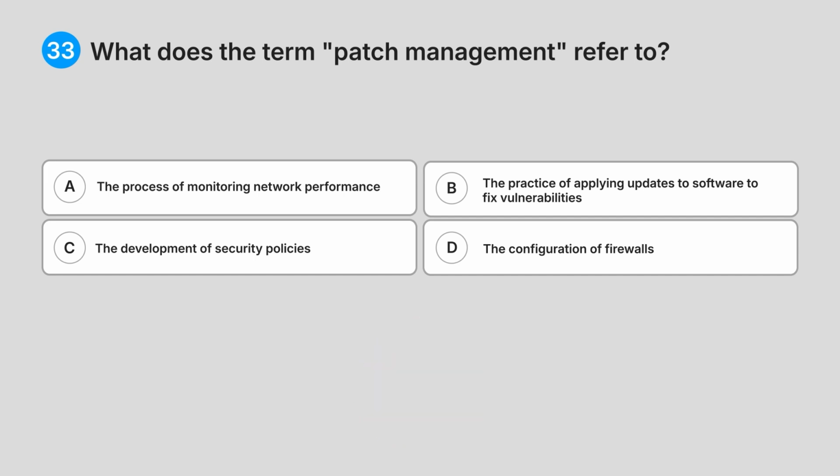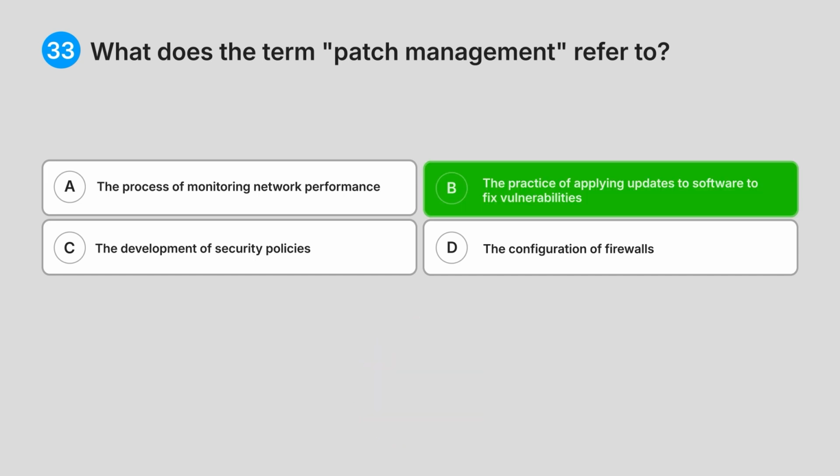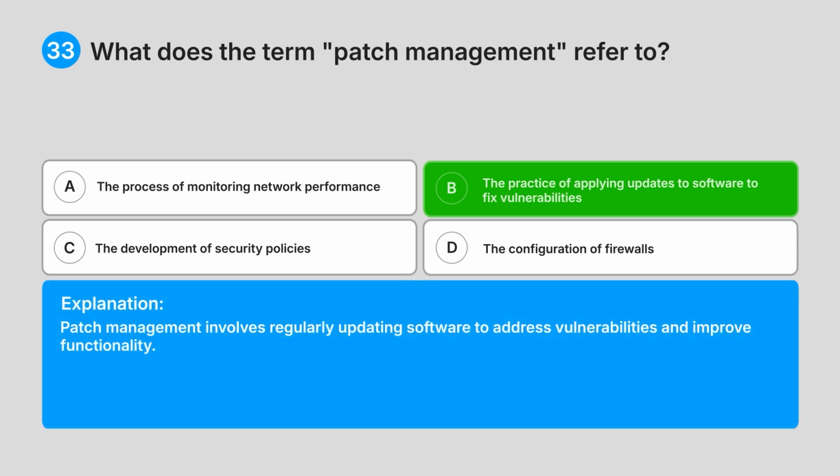Correct answer: B. The practice of applying updates to software to fix vulnerabilities. Explanation: patch management involves regularly updating software to address vulnerabilities and improve functionality.